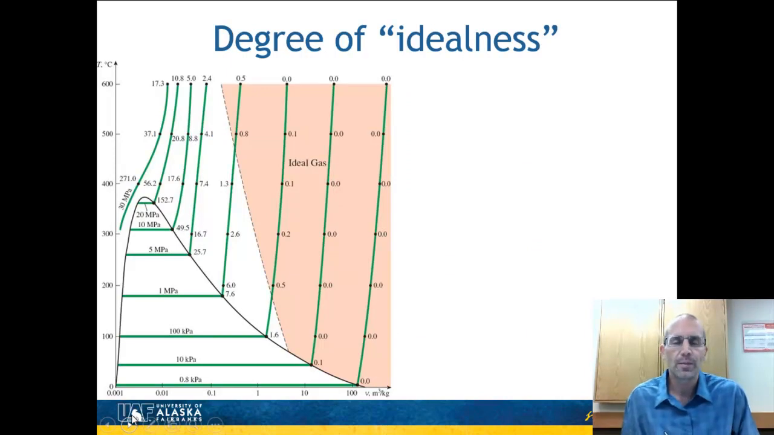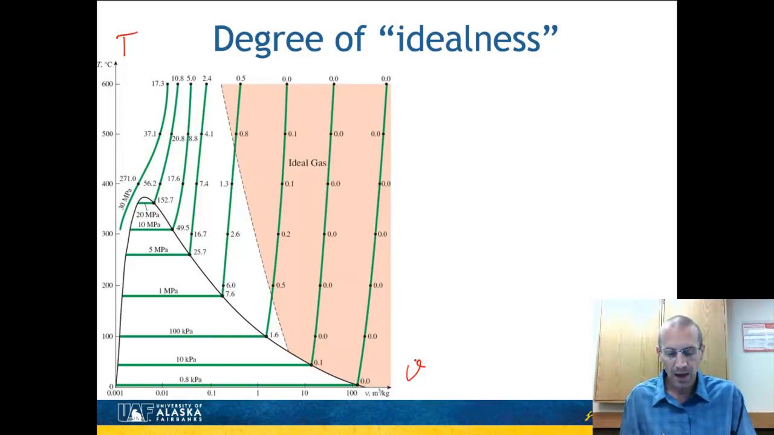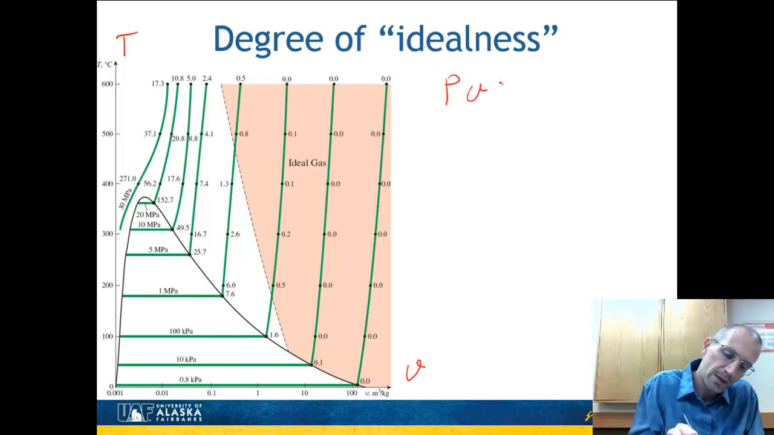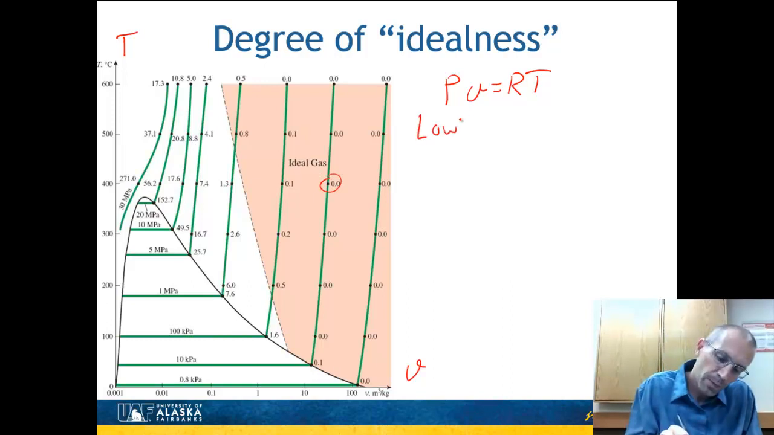So let's go back and talk about the ideal gas equation that we did in the last module. On the left here, again, I have plotted temperature as a function of specific volume, and this is showing the air in the ideal gas equation. The ideal gas equation is PV equals RT. And so often we have very low error if we have low pressures and high temperatures.